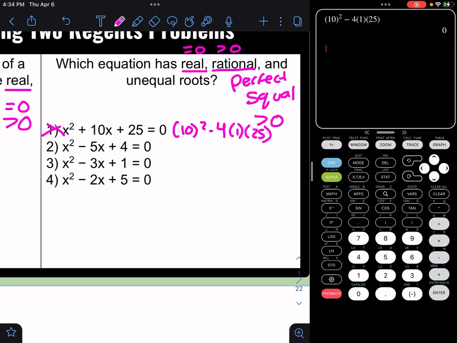Let's look at number 2. b is negative 5, squared, minus 4, a is 1, and c is 4. Let's type this in. Negative 5 squared minus 4, 1, 4. Ooh, that gives me 9. 9 is a perfect square and it is greater than 0, so my answer is choice 2.